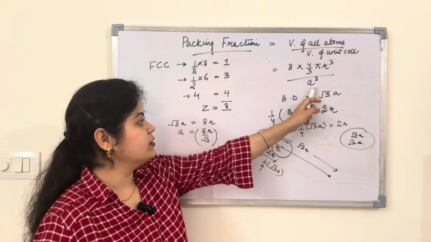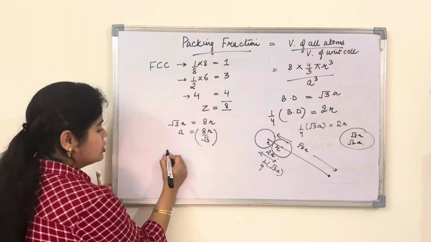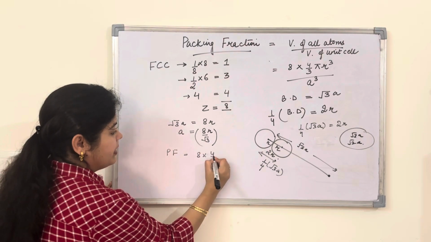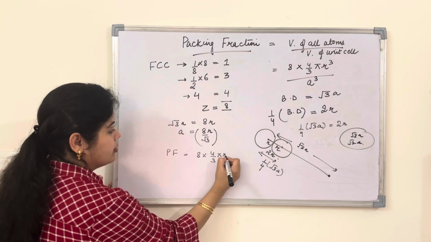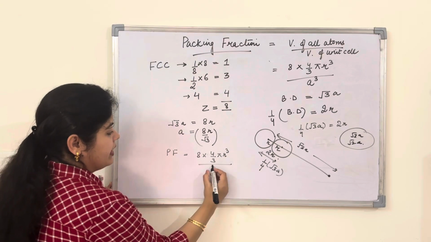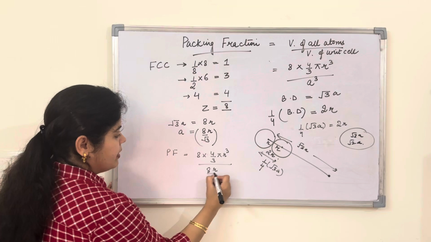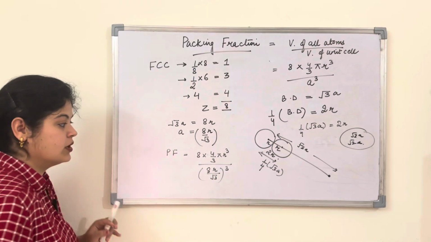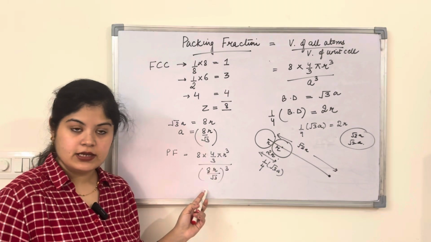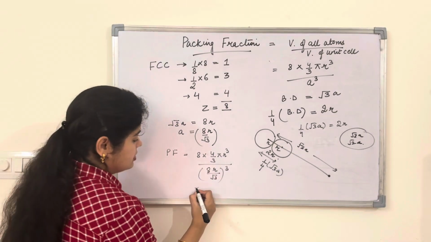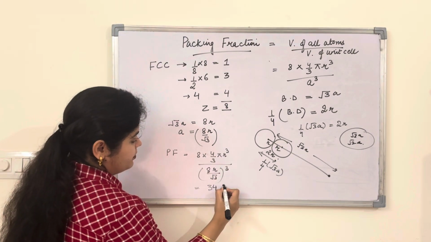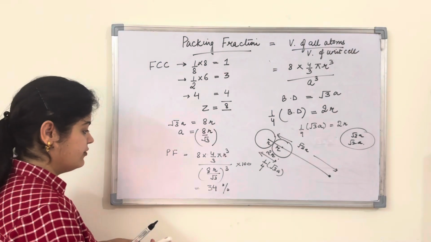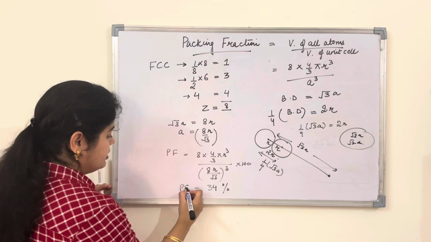Now I substitute in this particular expression. So packing fraction becomes 8 into 4 by 3 pi r cube divided by 8r by under root 3, whole cube. So you solve this and you get 0.34, into 100, and you will get packing fraction as 34%.